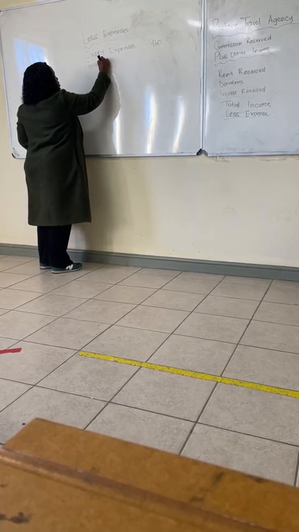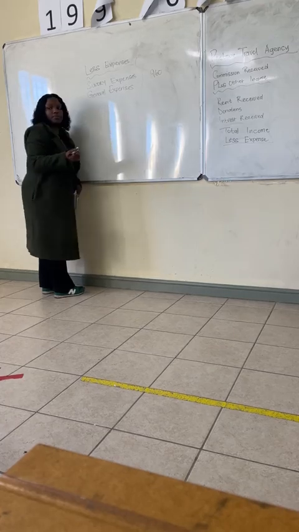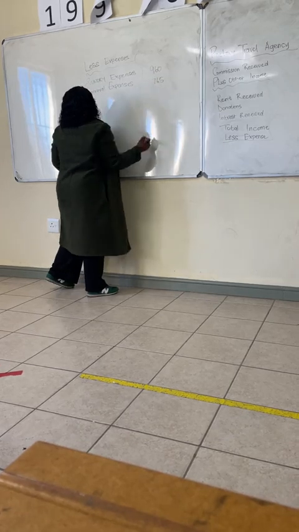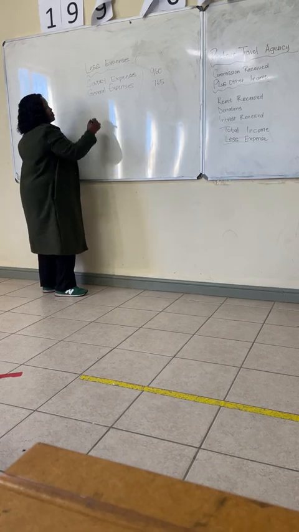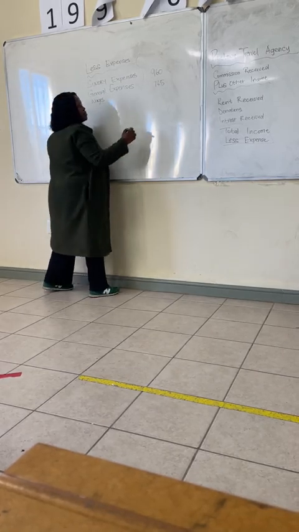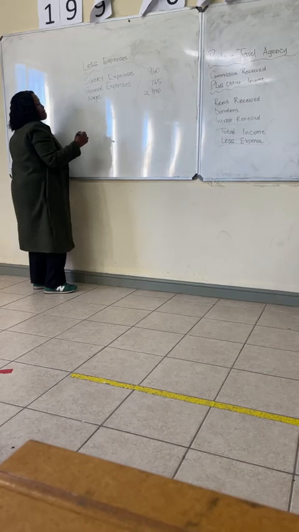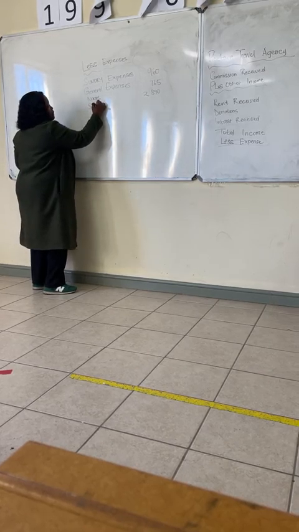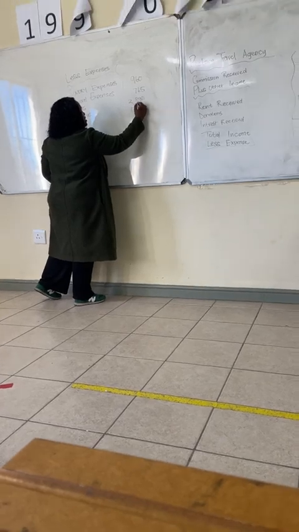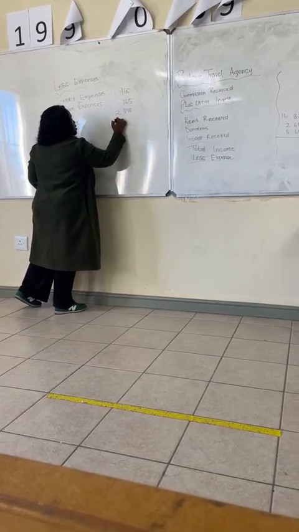General expenses. And how much is that? 765. Okay. Next one? Wages. How much? 2,890. Okay. Next one? Salaries. How much? 1,000? Oh, 120. Okay.